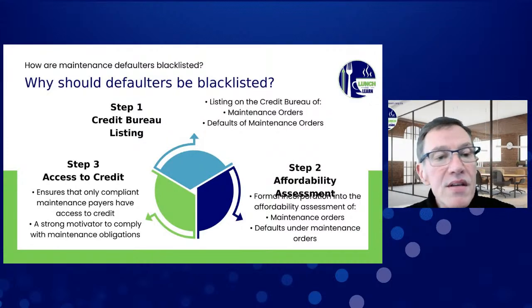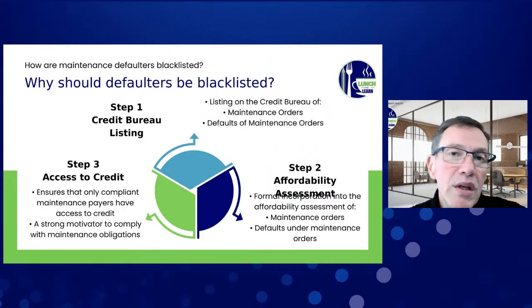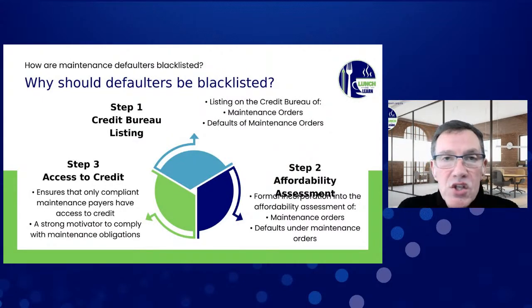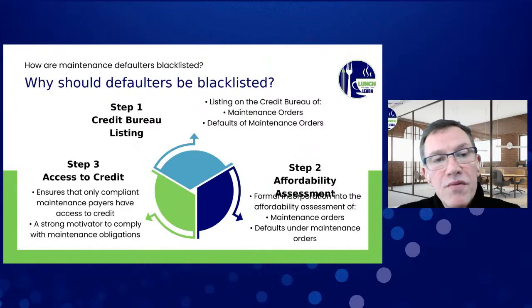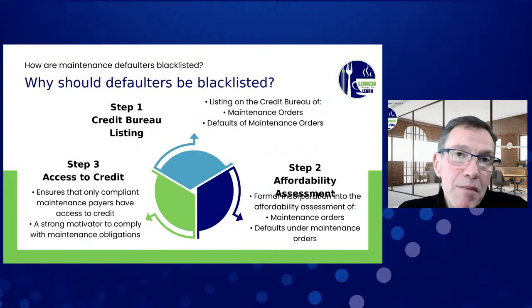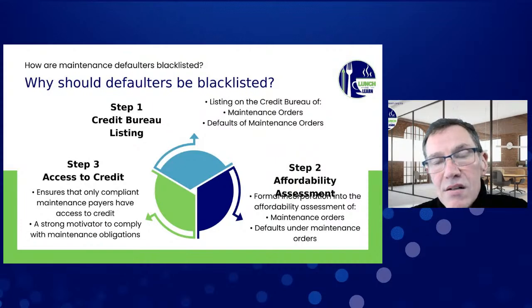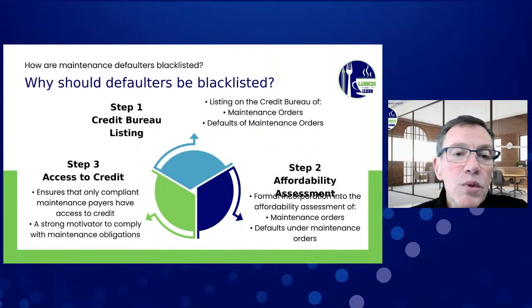So what is the process? Number one, we look at it more holistically, and we don't see just maintenance in isolation, or just store credit and the banks' debt in isolation. So the first step, if we bring it back to maintenance, is the listing of the details at the credit bureaus, and that would include the listing of maintenance orders as well as the defaulters of the maintenance orders.